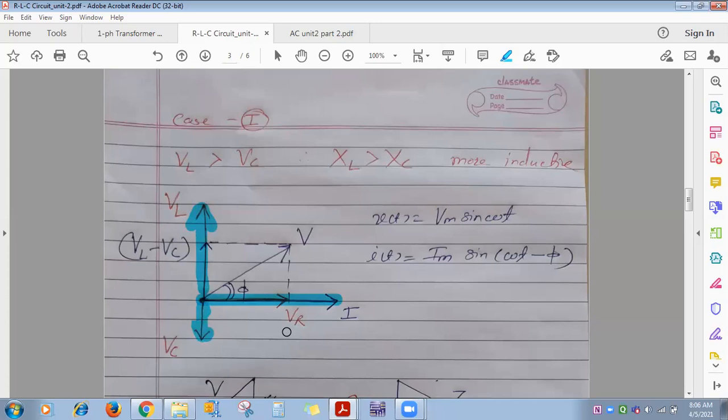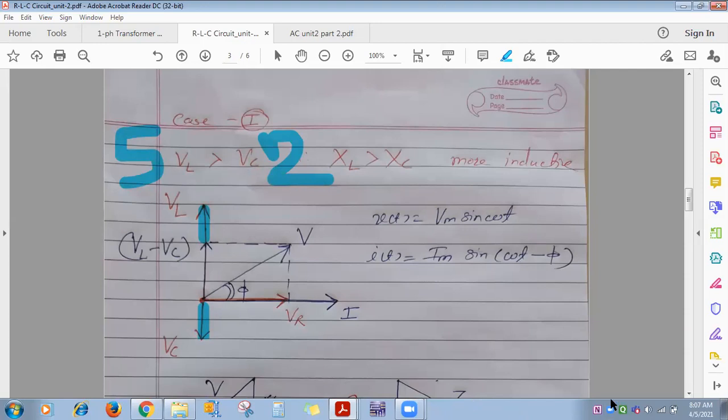Now here if you observe, consider VL is 5 centimeter and VC is 2 centimeter. Both are in opposite directions with each other: VL upwards, VC downwards. So from VL 5 centimeter, if I subtract this 2 centimeter, of equal magnitude and opposite in direction, then whatever the rest 3 centimeter will be what?